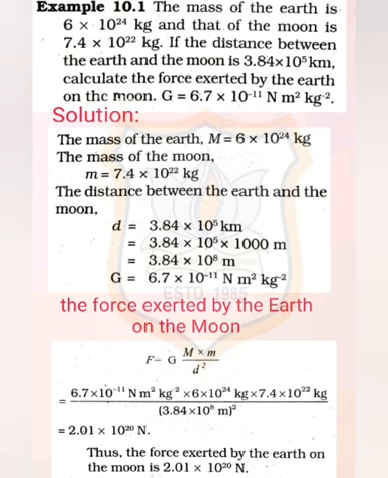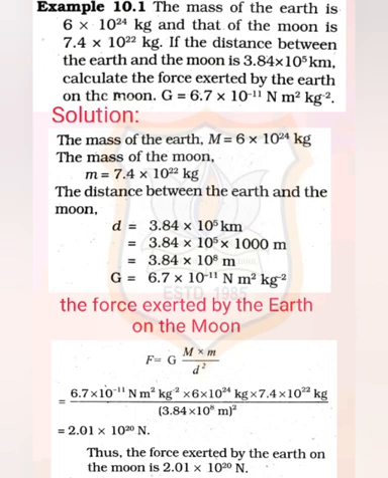Here what we have given, the mass of the earth, capital M, is 6 into 10 to the power 24 kgs, and mass of the moon, small m, is 7.4 into 10 to the power 22 kgs, and the distance between the earth and the moon, that is D, is equal to 3.84 into 10 to the power 5 kilometer, or we can say 3.84 into 10 to the power 5 into 1000 meter, because we have to convert kilometer into meters for the standard relationship. 3.84 into 10 to the power 5 into 10 to the power 3, that is 10 to the power 8. 3.84 into 10 to the power 8 meters, and G is given 6.7 into 10 to the power minus 11 Newton meter square per kg square.